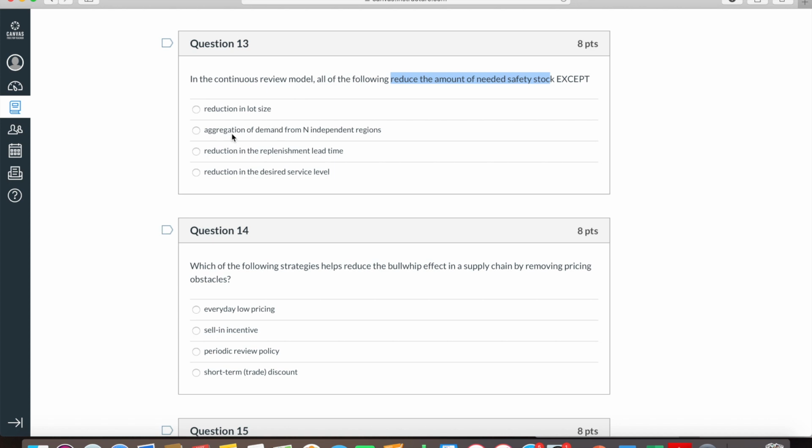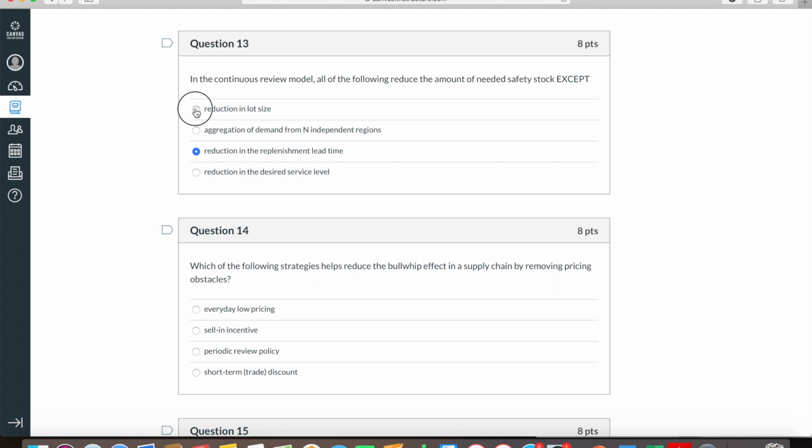Aggregation of demand. If demand is in separate regions now, then yeah, the safety stock would go down, because you don't need one place to have all the safety stock, all the inventory. Reduction in the replenishment lead time. Well, if the lead time goes down, then they would be more responsive, and therefore they would need less inventory on hand, and in turn less safety stock. Reduction in CSL level. Well, yeah, that also leads to a decrease in the needed safety stock.